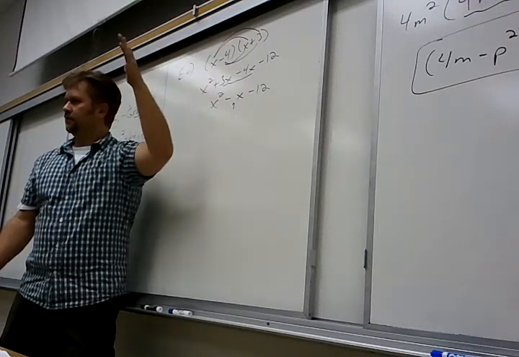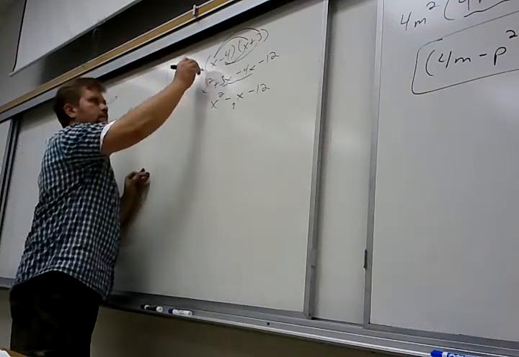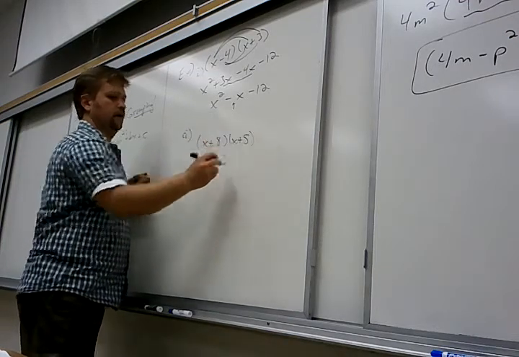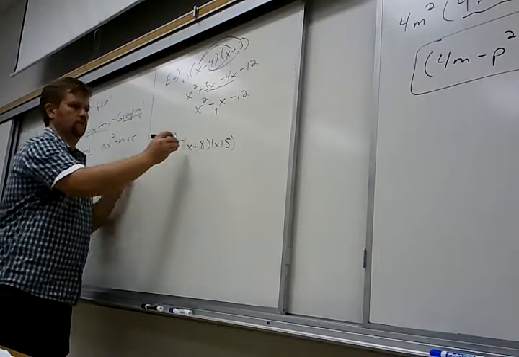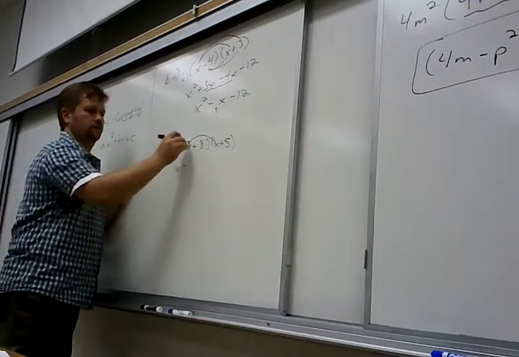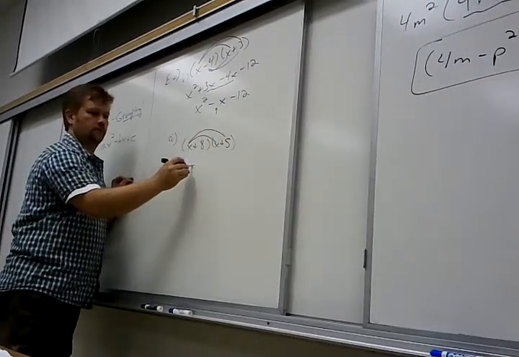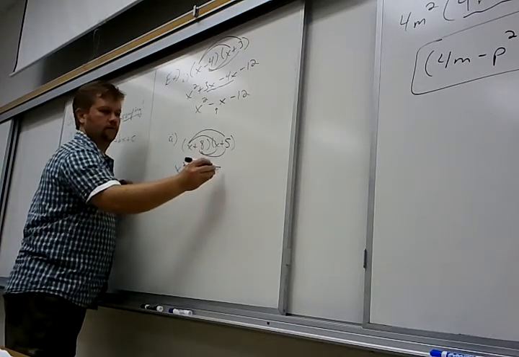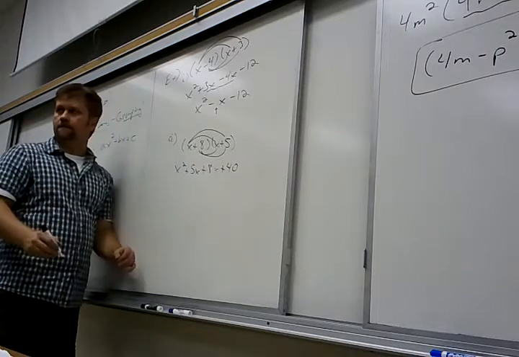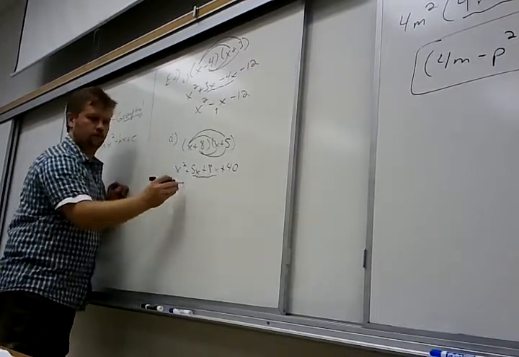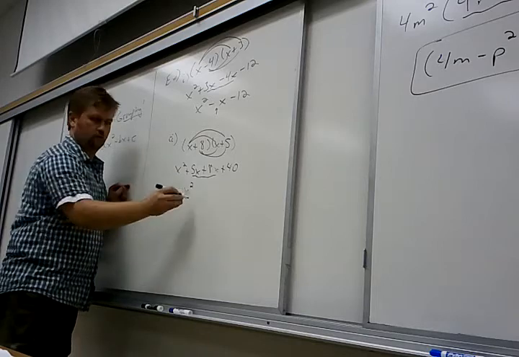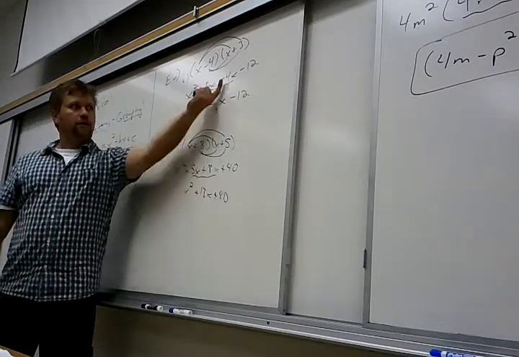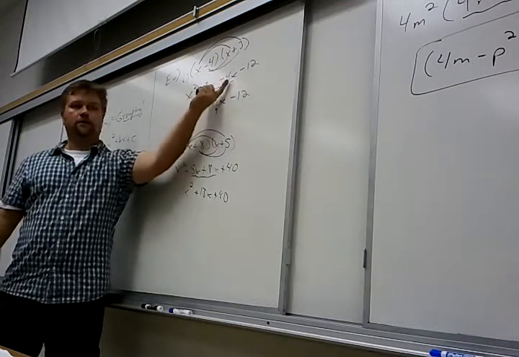Interesting. All right, let's do another one. X plus 8 times x plus 5. X squared. X plus 5. Plus 5x. Plus 8x. Plus 40, right? So then you get plus 13x. So it's a little easier to see now. In fact, you can see how you're always going to get this plus this here in the middle, right?